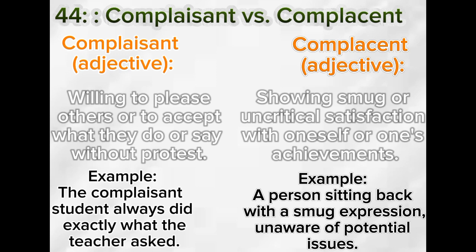Next, we have complaisant versus complacent. A complaisant person is always eager to help and please others. On the other hand, someone who is complacent is self-satisfied and unaware of possible dangers. Think of a student eagerly following instructions. That's complaisant. Now, picture someone smugly ignoring warnings. That's complacent.